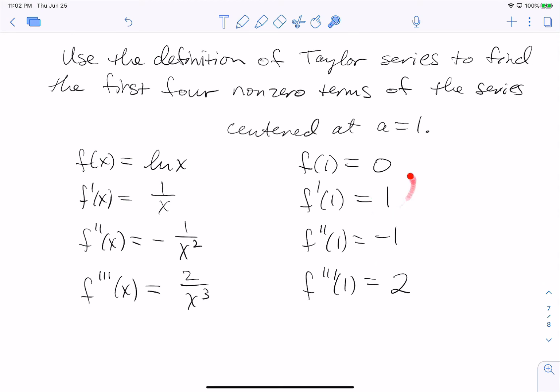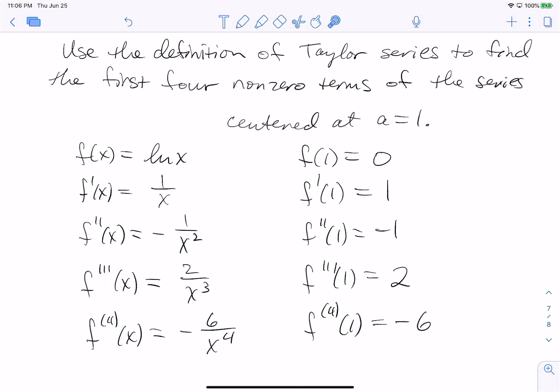We don't have four coefficients that are non-zero, so we need to take a fourth derivative. The derivative of 2 over x cubed is going to be negative 6 over x to the fourth. And so we have that the fourth derivative evaluated at 1 is, well, it's negative 6 over x to the fourth, and so negative 6.